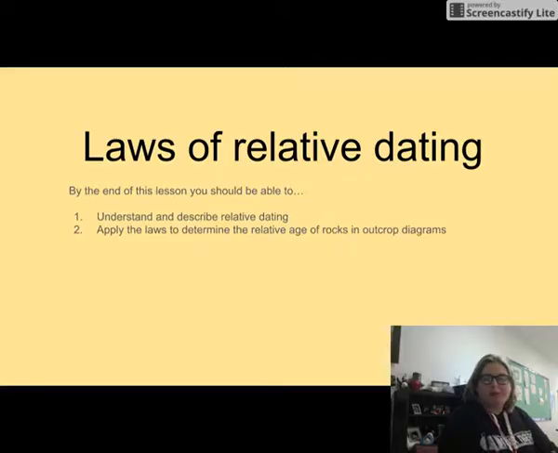Probably the first thing we need to know is what an outcrop is. An outcrop is any time there's exposed rock at the surface. Picture that you're driving south on Highway 65 towards Branson and you see all of those big rock cutouts. Those are outcrops. They're just rocks that are exposed at the surface.